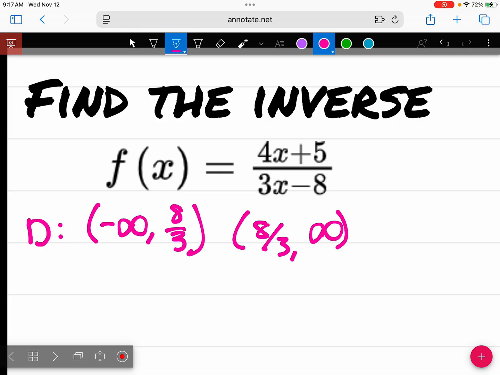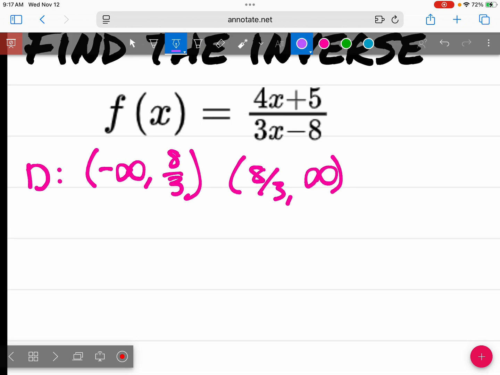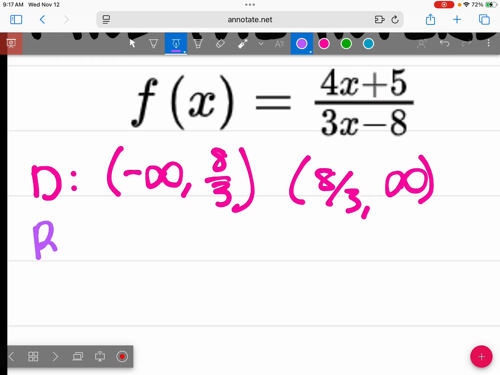You could also, I'm okay with you putting like x cannot be 8/3. If you want to put it as a not equals to, that's okay. I'm just in the habit of writing it in interval notation. What's our range going to be? What's our horizontal asymptote going to be?